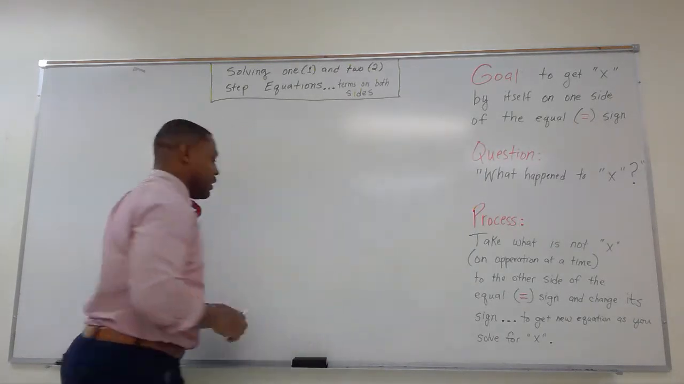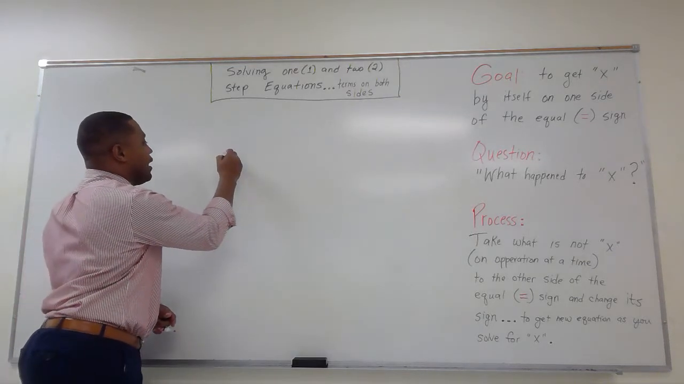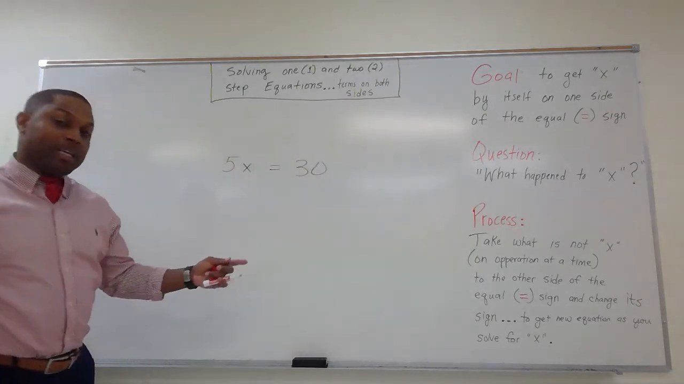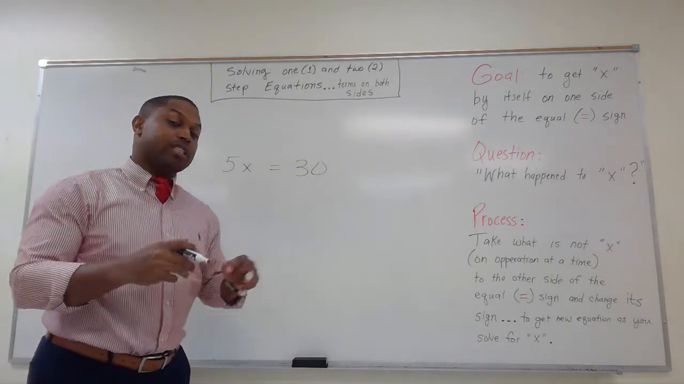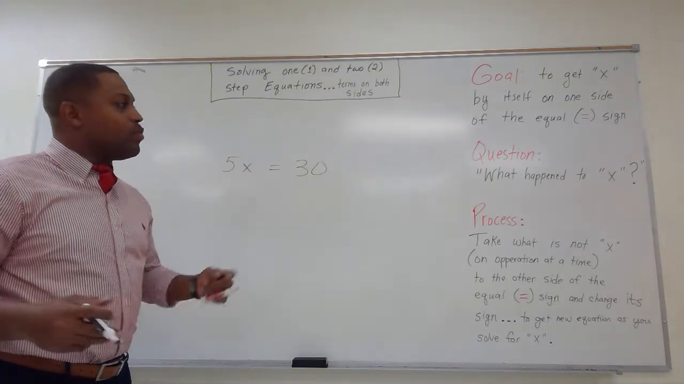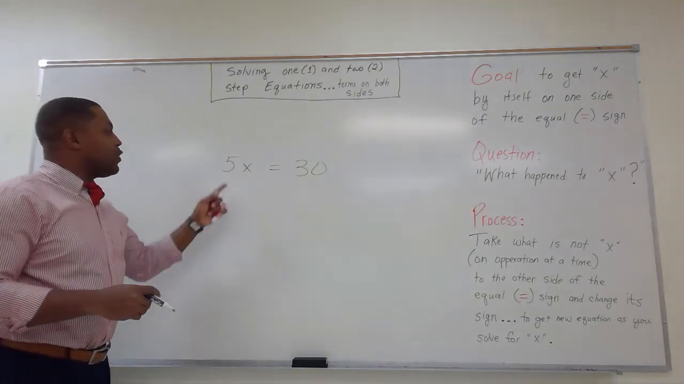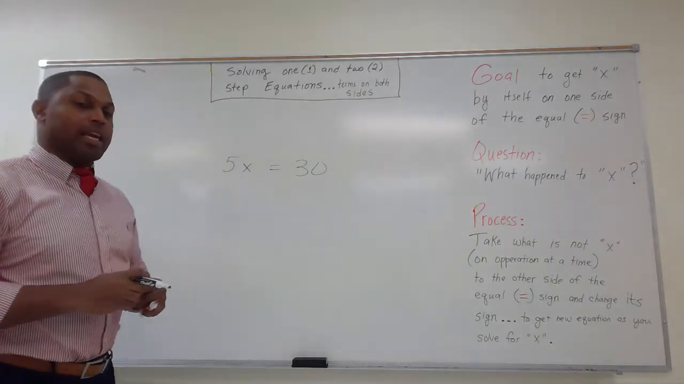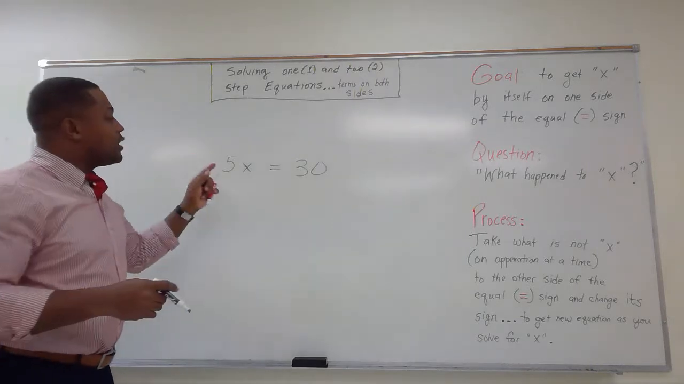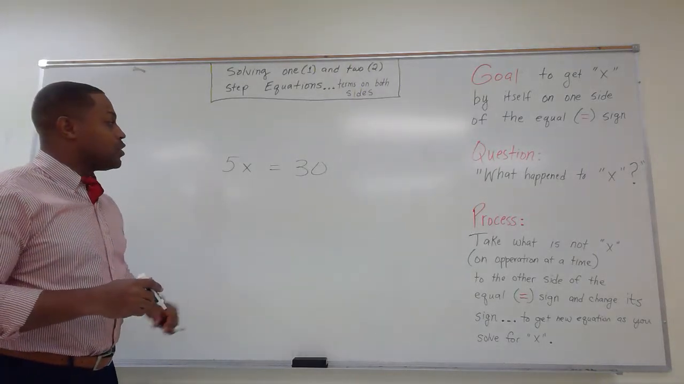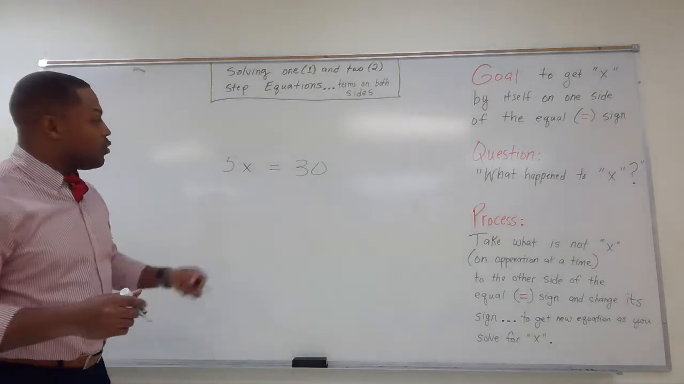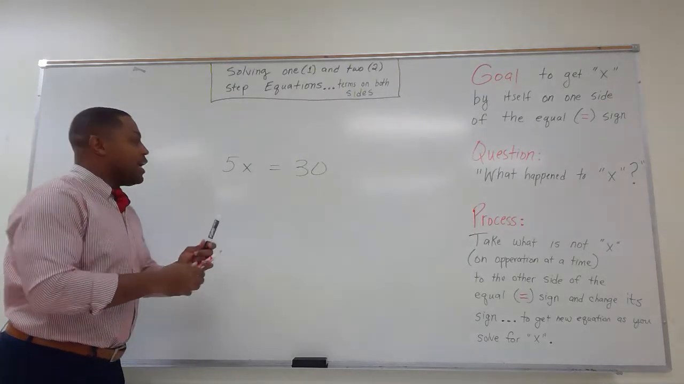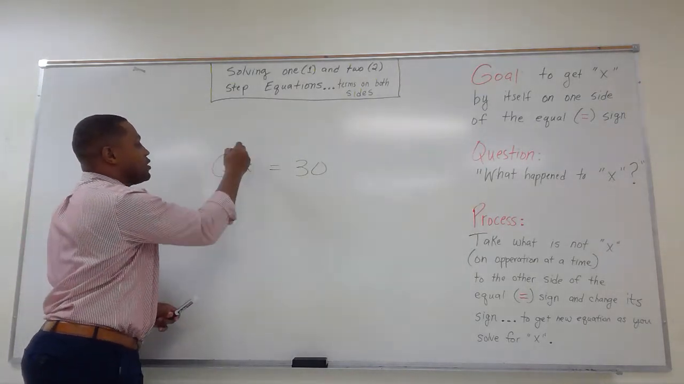What about multiplication? What if we had 5x equals 30? I have my same goal, get x by itself. I haven't reached it yet, so I ask myself the question, what happened to x? Well, in this case, when we have a number and a variable bunched up against each other with no space in between, that's multiplication. So in this case, whatever x is, it is being multiplied 5 times. So what I'm going to do is take what is not x, one operation at a time. I'm going to take it to the other side of the equal sign, okay, and then change its sign as I get my new equation to solve for x.